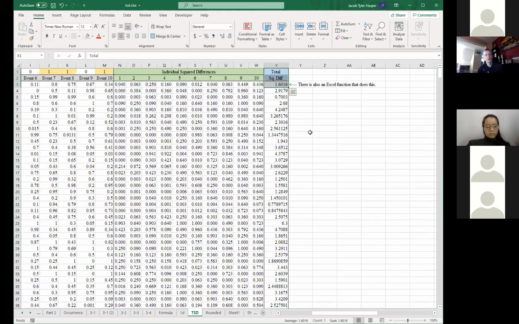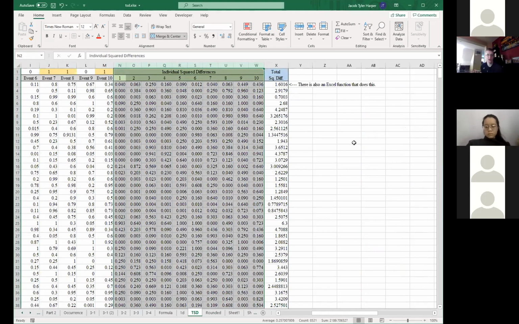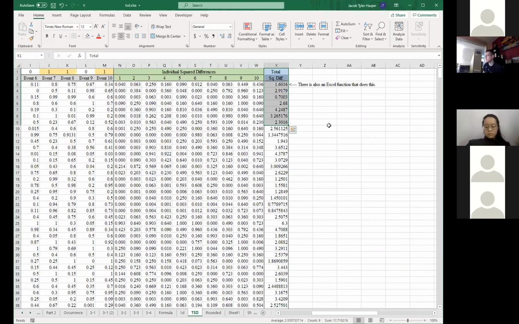Now, if you want to go a little bit quicker, there is a formula that does this without having to create these 10 columns. And I can show you that if you like, just ask me. But I wanted to do it this way just so you could see the steps involved of getting this total squared difference. And if you want to check these first 5 numbers or so against yours, if they match, you probably did it right. That's a good way to check it.